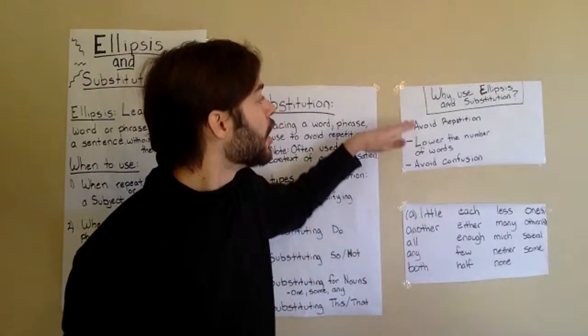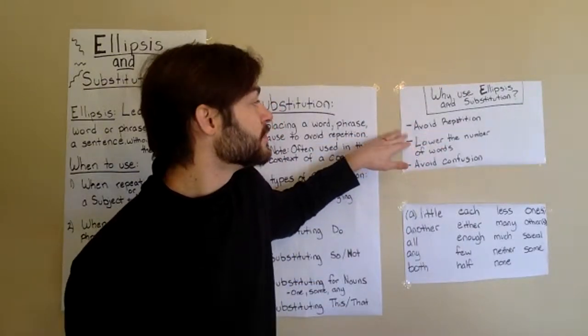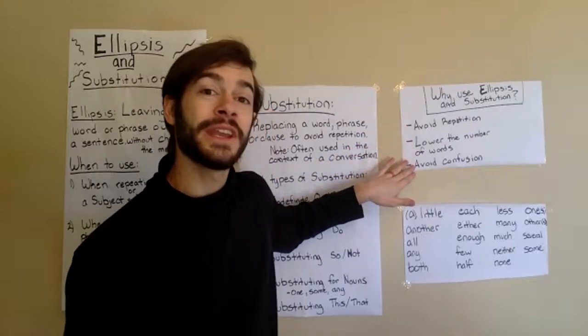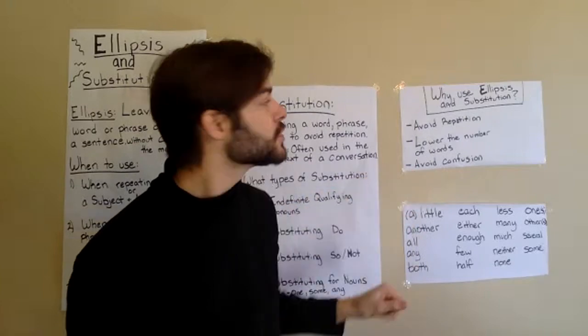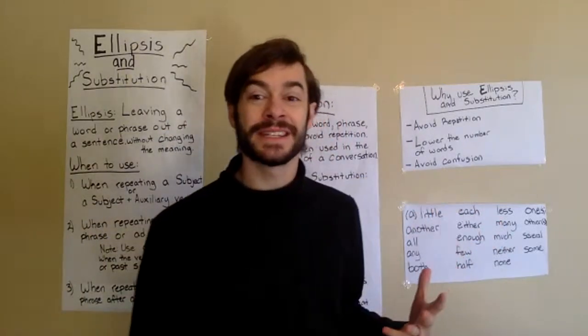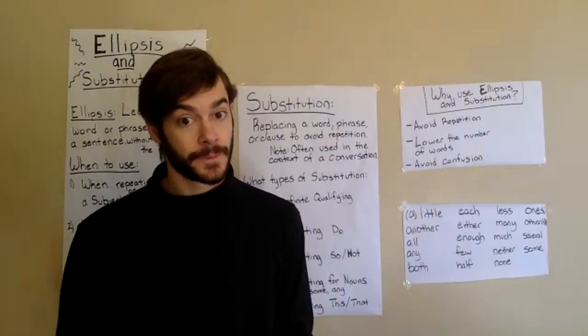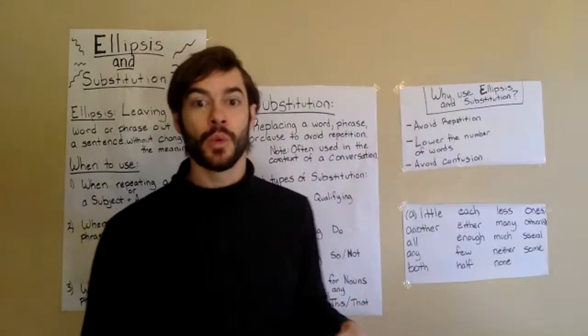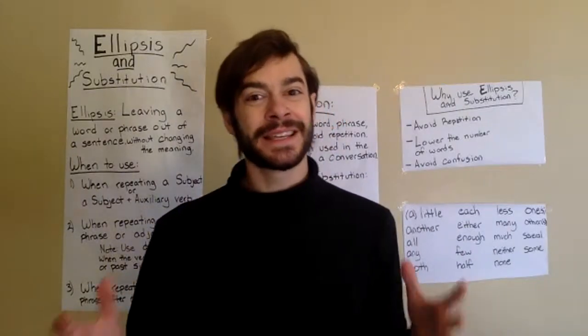Okay, so we avoid repetition. That helps lower the number of words, which helps avoid confusion. So these are the reasons why we use ellipsis and substitution, okay? To avoid all of these problems that can happen when we repeat. So let's look at some examples.